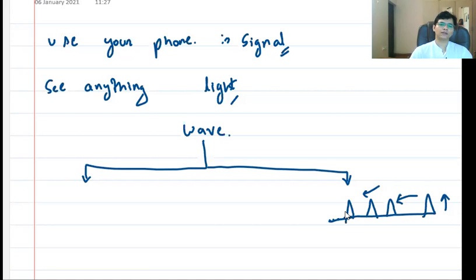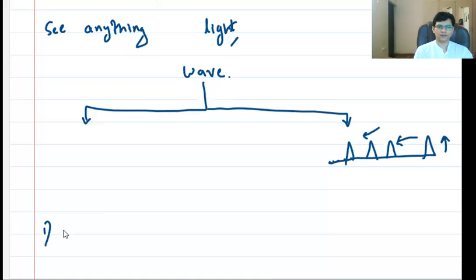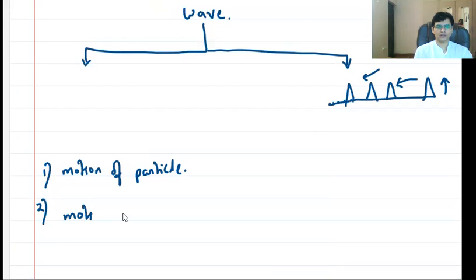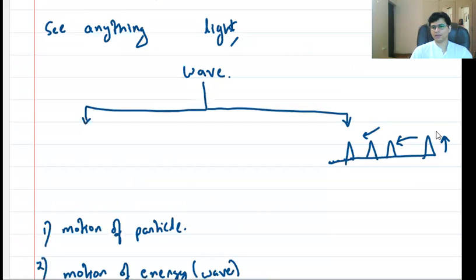Okay, so I have two things over here. First is the motion of particle, and the second is the motion of energy, or you can say wave energy. In this case, the particle is moving up and down, but the energy is moving in this direction, which is either forward or backward, depending on the reference. If this kind of motion takes place, then the wave is called a transverse wave. Transverse wave. Got it? Clear, everyone?